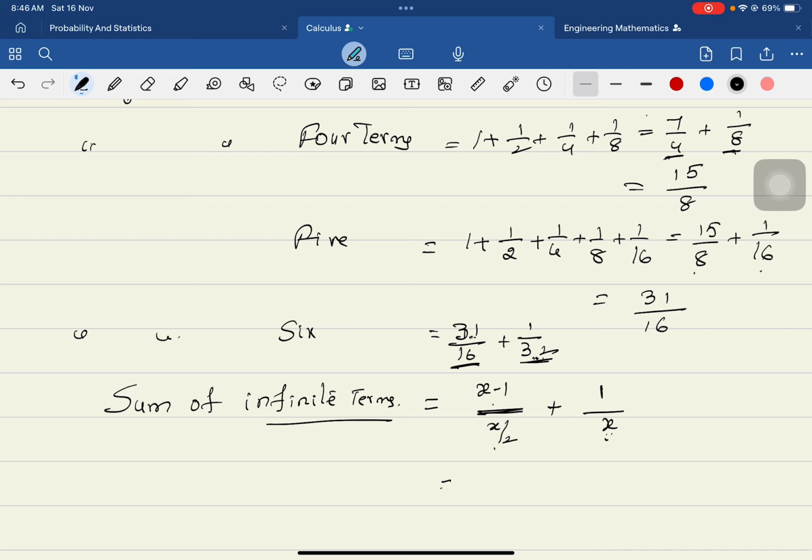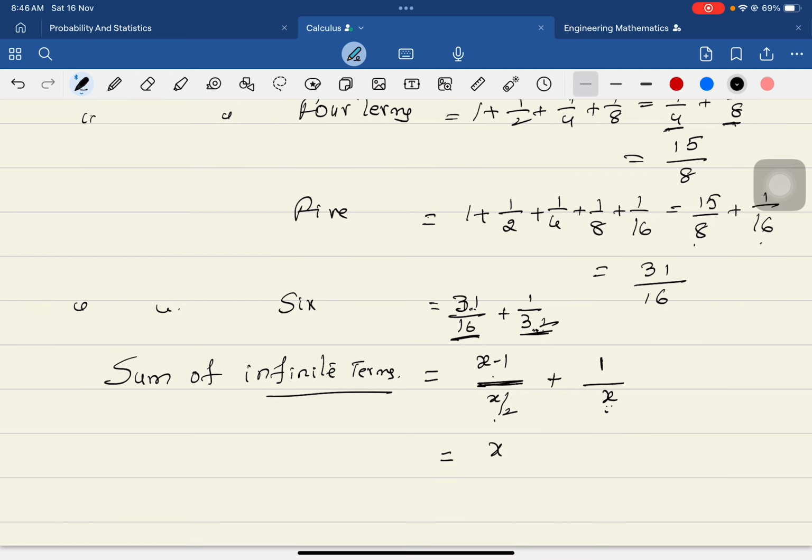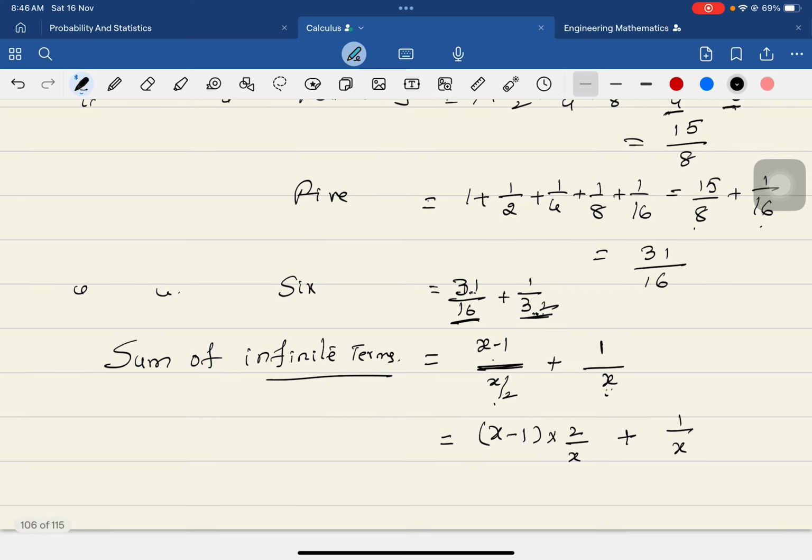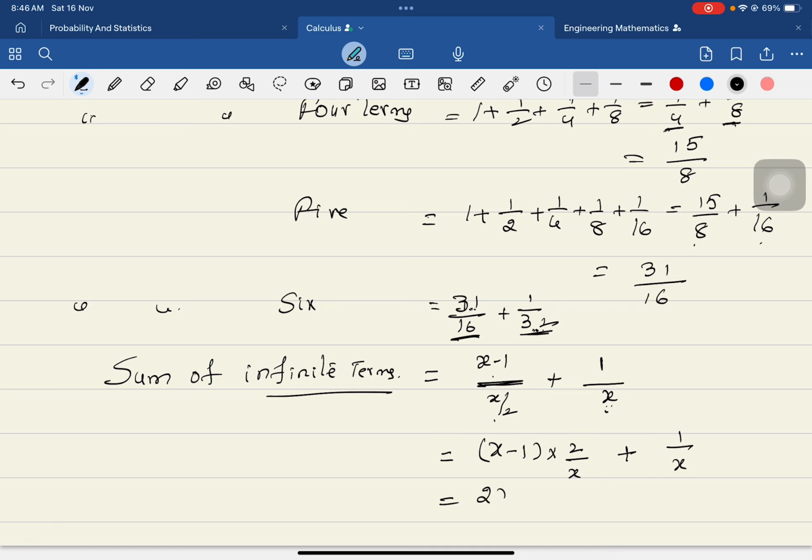Now let us see the calculation here. X minus 1, and when I flip the fraction, because there is a denominator where you have a fraction, 2 by x and plus 1 over x. Okay. So what is this giving you? 2x minus 2 over x plus 1 over x. Okay. What is this giving you again? 2x over x, which is 2, minus 2 over x plus 1 over x. So what is this value giving you? 2 minus 1 over x.